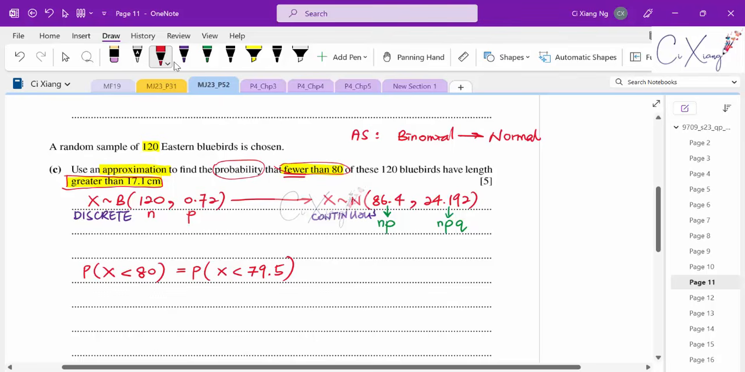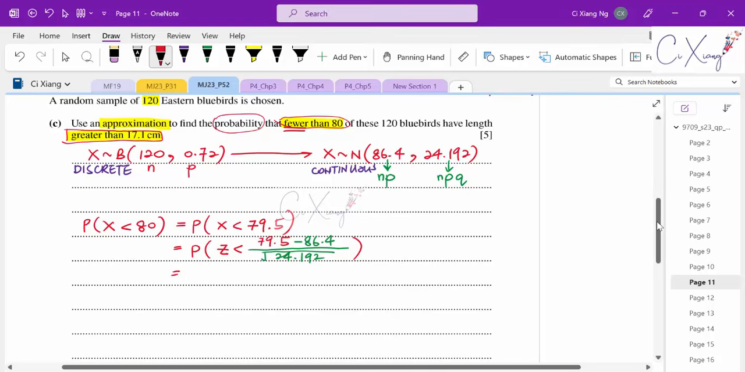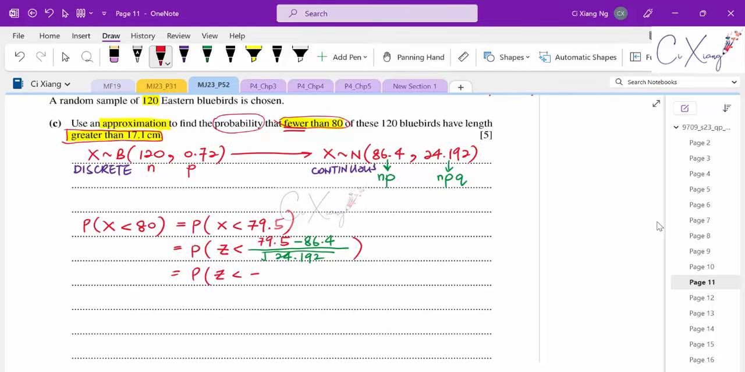Then let us continue with the calculation for the probability. So this is the continuity correction value. Now I've changed it to normal already, right? So to find the probability, I have to standardize it to z. Again, please show the process of standardizing clearly. So I'm having 79.5 minus the mean, which is 86.4, then divided by the standard deviation. This value here is a variance, right? So for standard deviation, I need to take the square root of 24.192. Then use the calculator to get the value of z. The value of z is negative 1.403, correct to 3 decimal places.